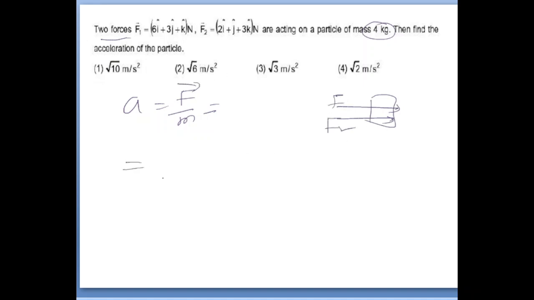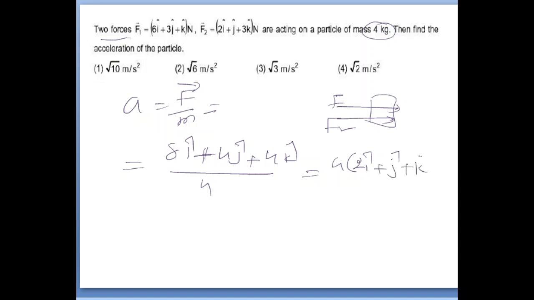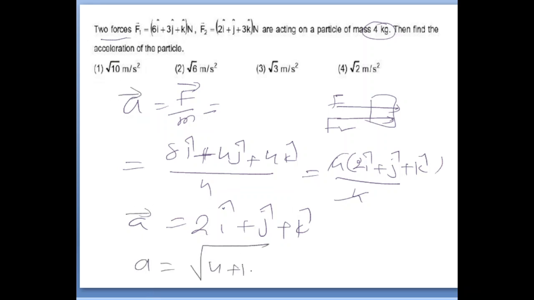So 6i plus 2i, 8i, 3j plus 1j, 4j, 1k plus 3k, 4k. Mass is how much? 4. So if you do this, 4 common, so 2i cap plus j cap plus k cap by 4, 4 gets cancelled. Your acceleration is 2i cap plus j cap plus k cap. But he has given in terms of magnitude. So it will give you 4 plus 1 plus 1, which will be root 6. So option 2 is your answer. That is your answer.